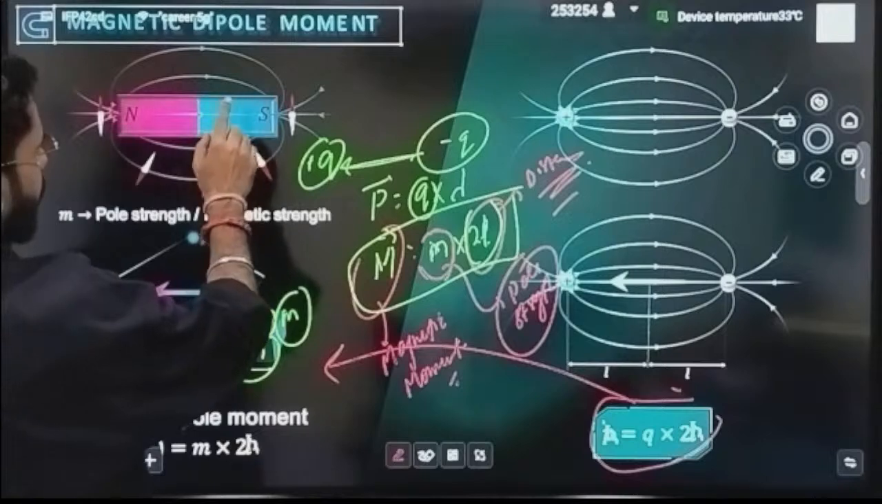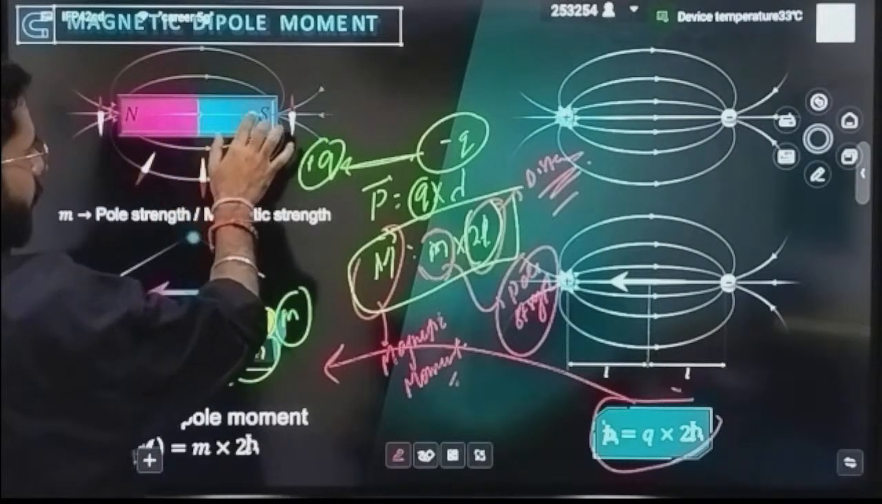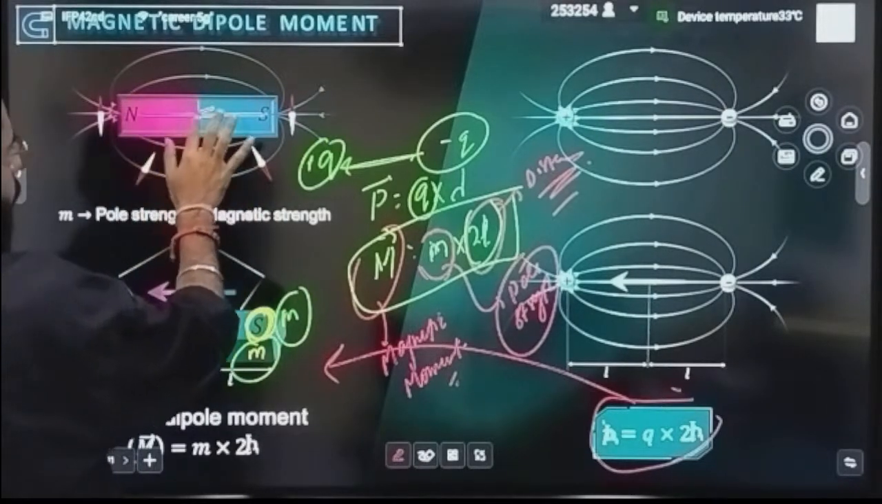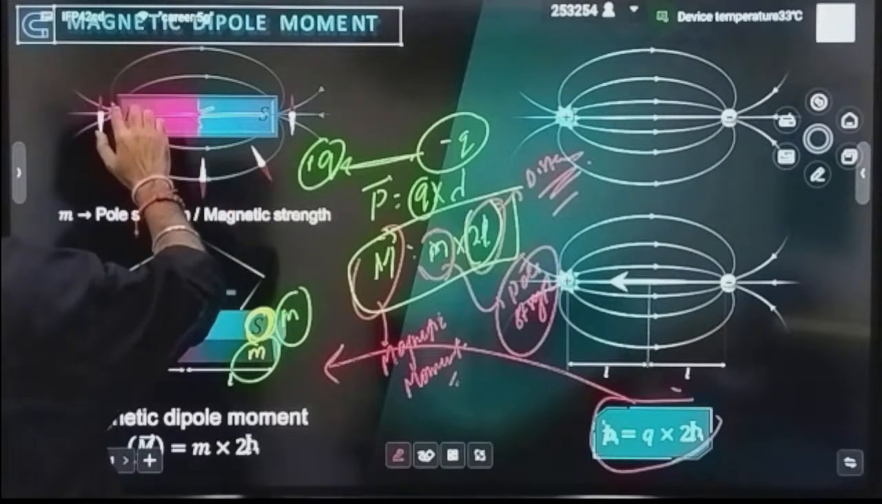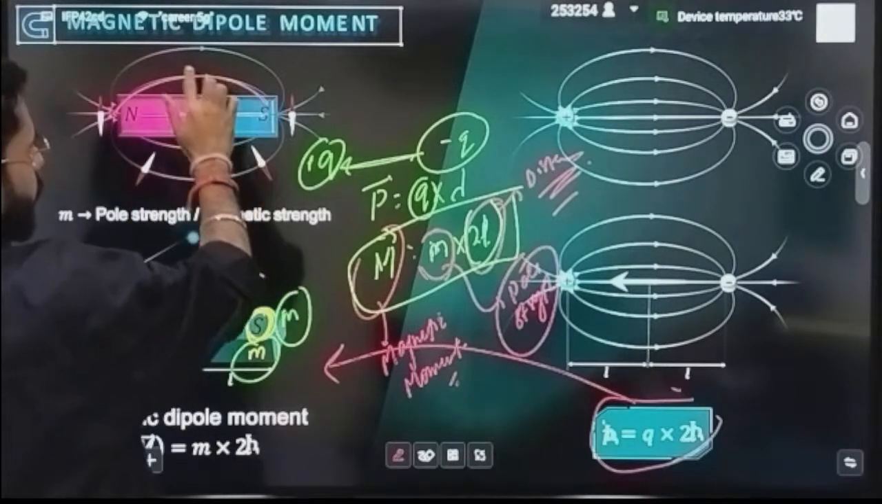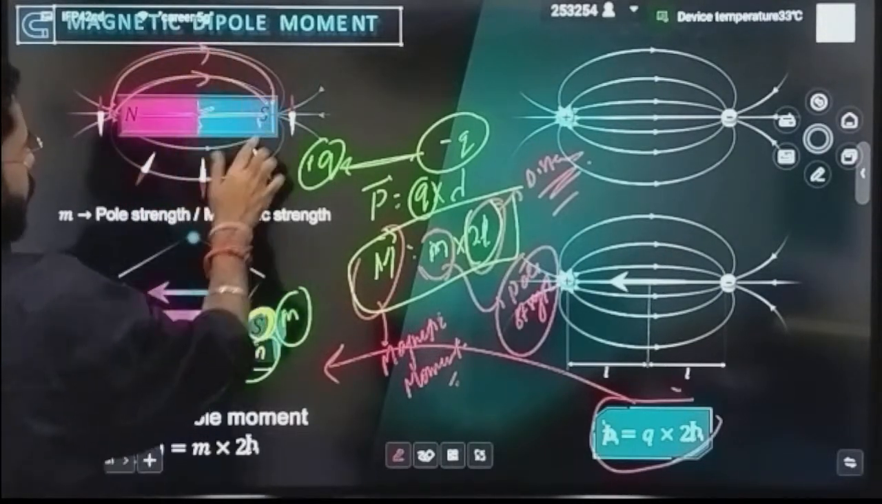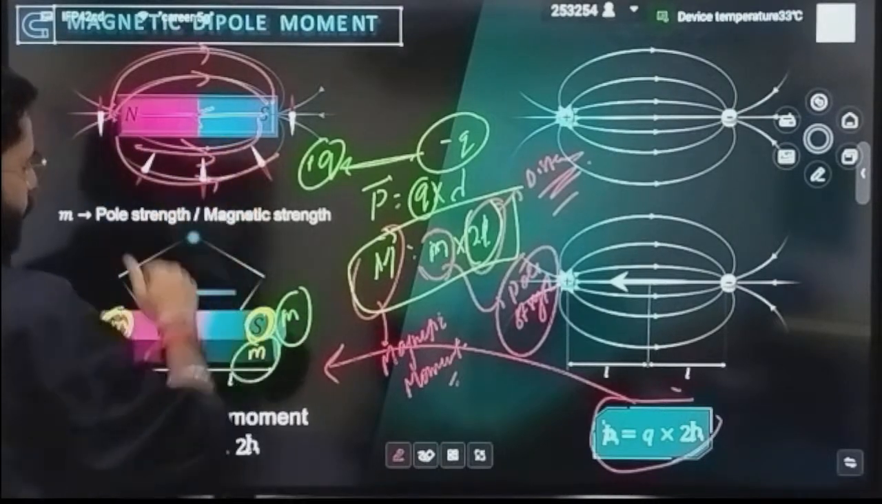Here it is also shown what the direction of magnetic field lines is. For an inside point, it is going from south to north, and for an outside point it is going from north to south. This kind of loop is there. Okay.